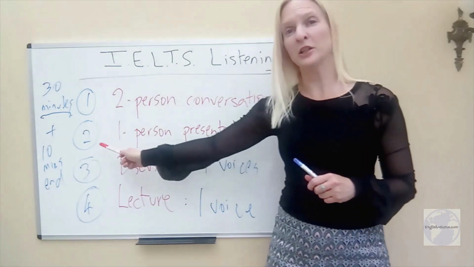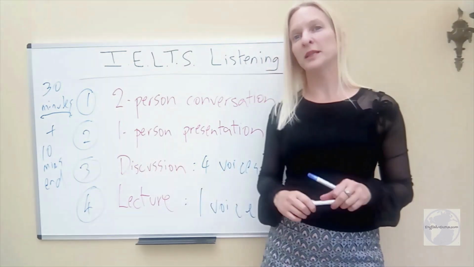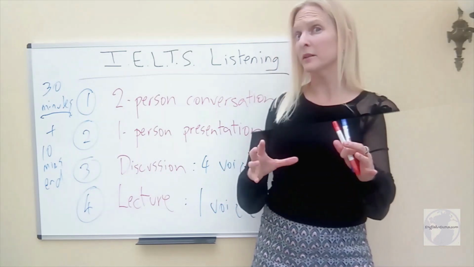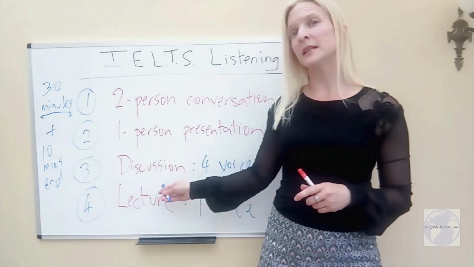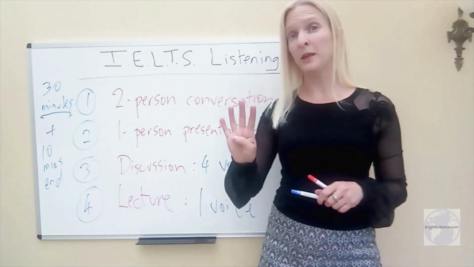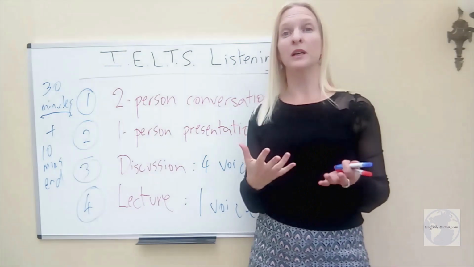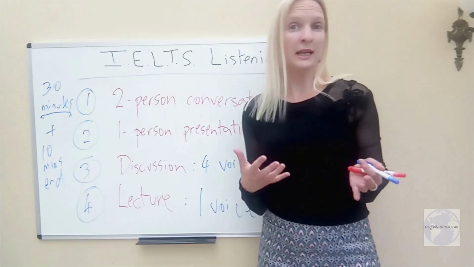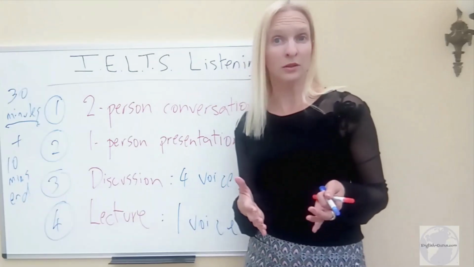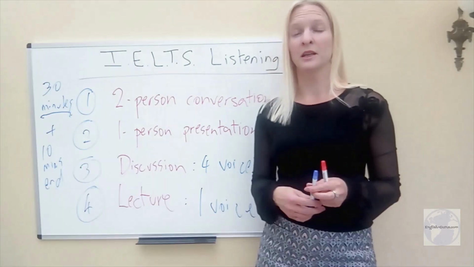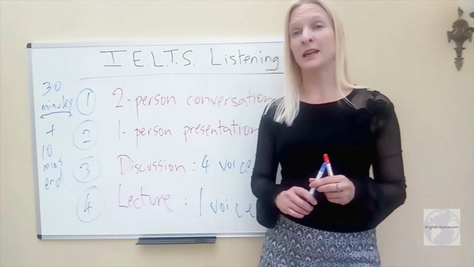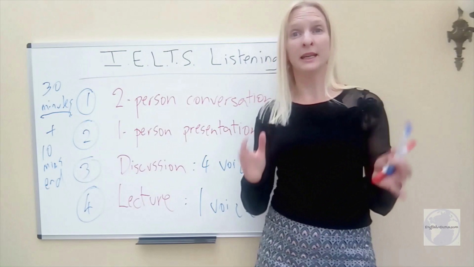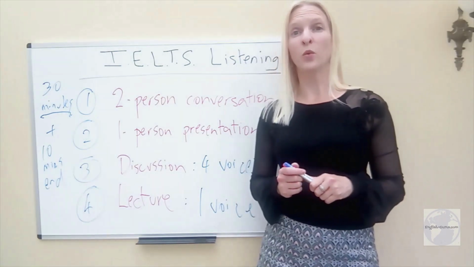And the second, section 2, is one person giving a presentation. It could be a description of a map, in which case you will have a visual. Section 3 is a discussion among 4 people. So you'll often have 2 female and 2 male voices, and in the discussion they could be discussing any type of topic, maybe quite a technical topic or an academic subject. And then section 4 is a lecture. So it's one person speaking about, generally, again, an academic topic. It could be something quite technical.